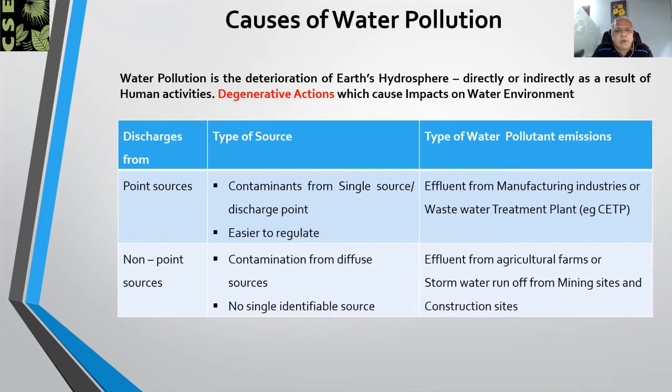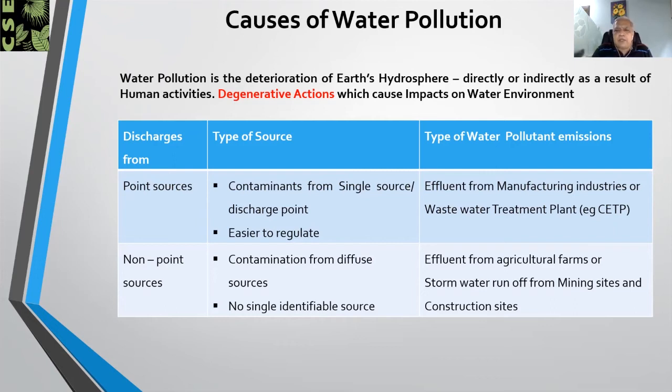sources. Now, point sources, as the word suggests, are the effluent discharges which come from manufacturing industries or wastewater treatment plants, that is common effluent treatment plants. As the name suggests, the point sources are easier to regulate because it's a single point source, and generally in the control of an industry, whereas non-point sources are the ones which are diffuse sources, like water which is draining out of a construction site in all the directions depending upon the topography, or the water which is draining out from agricultural farms, etc.